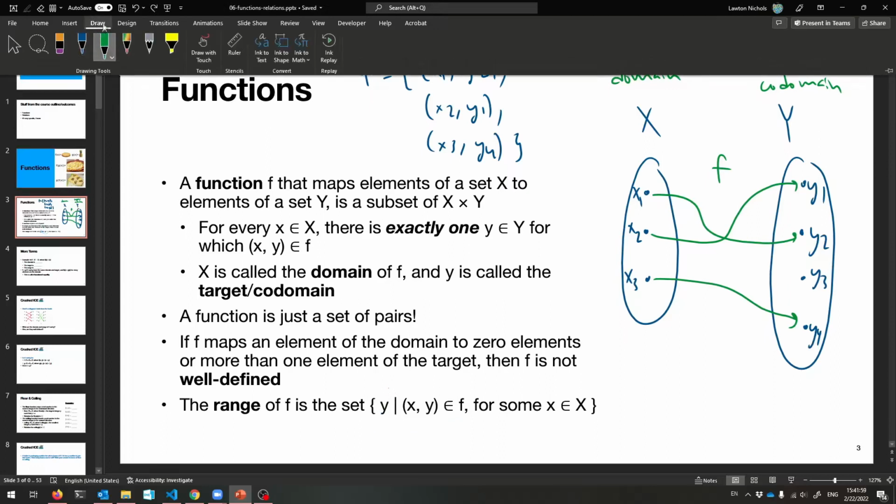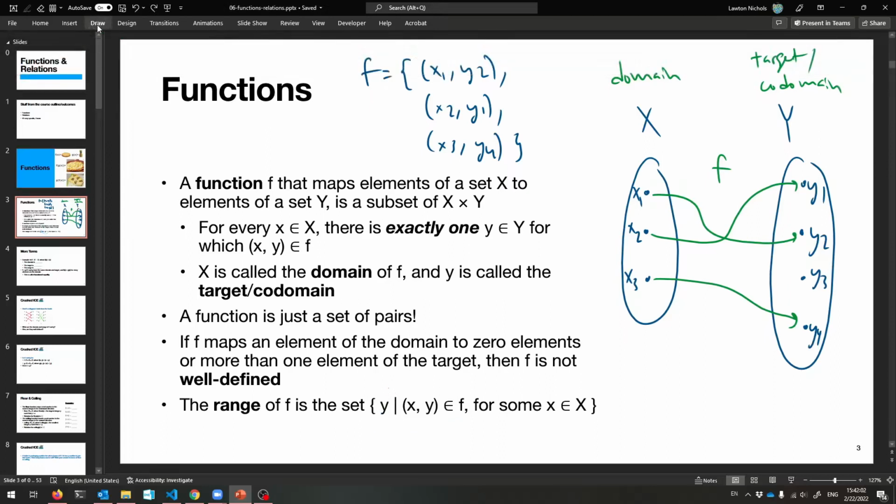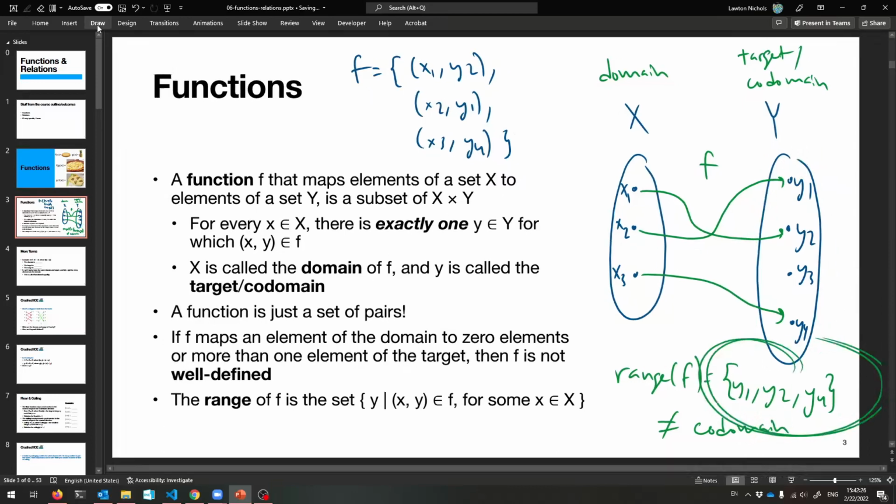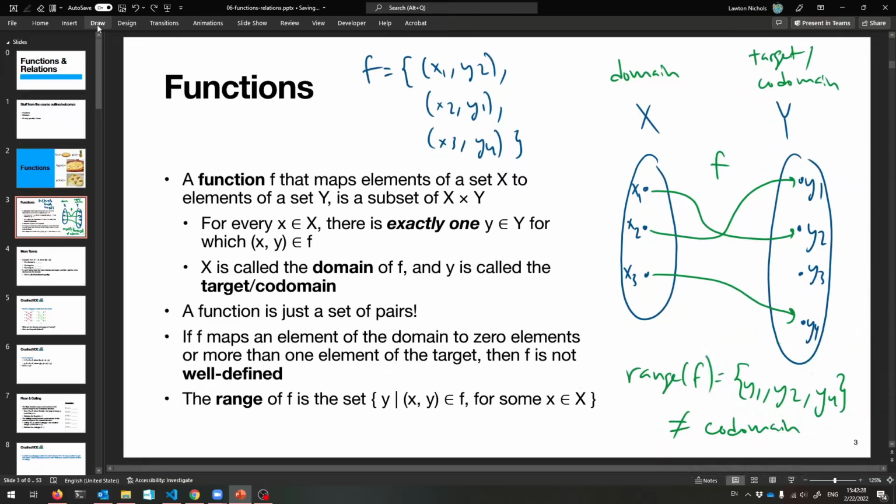So for example, the range of this function f, let's say range of f, that's equal to y1, y2, and y4. Okay? Notice that that is not equal to the target. That's not equal to the codomain. That's the whole set Y, including y3. The range is just what's being hit by the function. Okay? So that's the main difference. Don't confuse these guys and this guy. And that's about all you need to know.